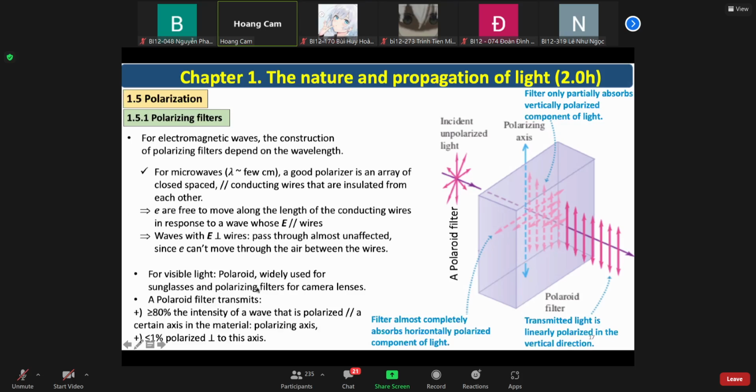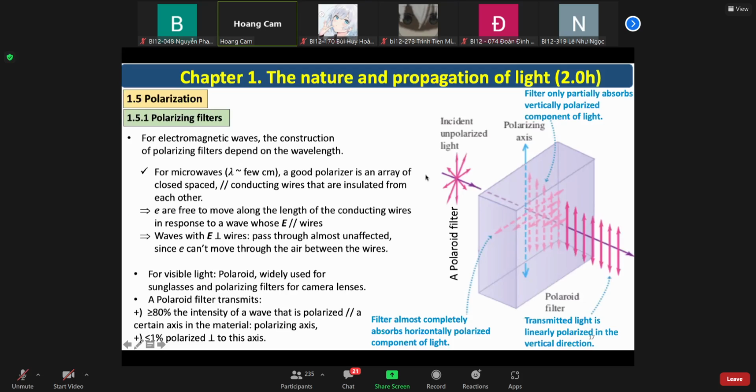And if you move to another wavelength range, the visible one, we use a Polaroid filter here. Normally it is used for sunglasses or polarizing filters for camera lenses, for example. So in this case, when we deal with visible light, the structure will be different. We will use this polarizing axis inside this Polaroid filter, and the polarizing axis is vertical, right?